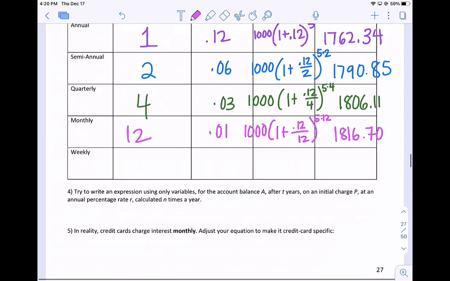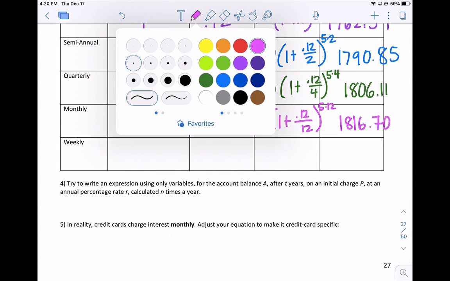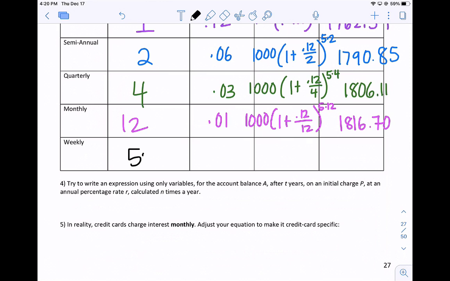And they are making more money off of us. All right, and then let's do weekly. How many weeks are in a year? There's 52 weeks in a year.